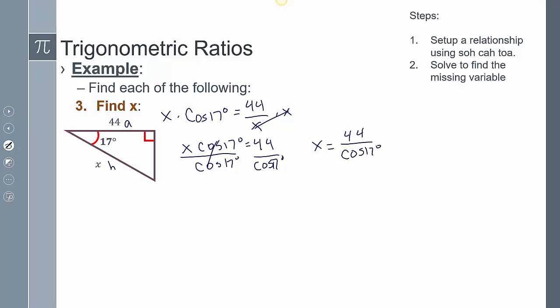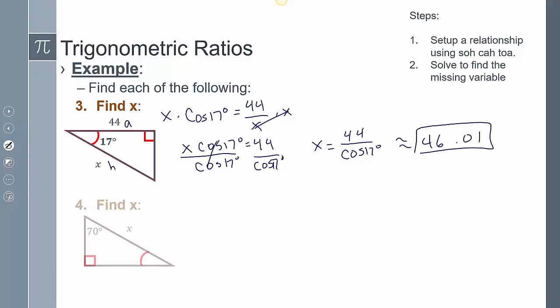So I want to enter that into my calculator. So 44 divided by the cosine of 17 degrees. And I get approximately 46.01. And that's going to be my answer. Let's do one more.